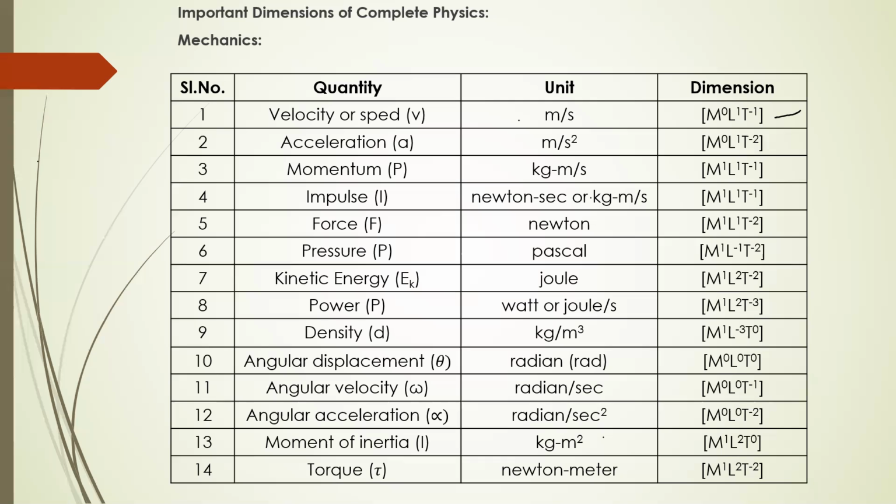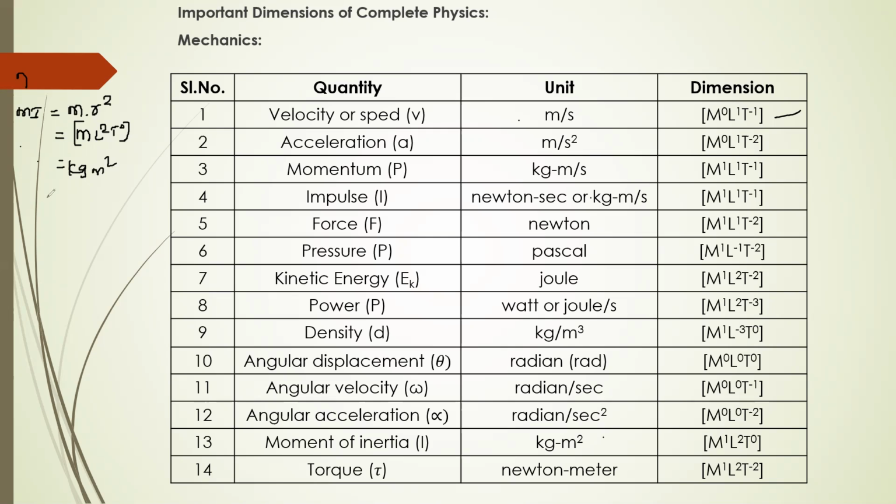Then next we have moment of inertia. Moment of inertia is equal to mass into the square of perpendicular distances. Therefore, here mass is M and the distance becomes L squared, T raised to 0. Therefore, the unit is kg meter square. The unit is kg meter square.